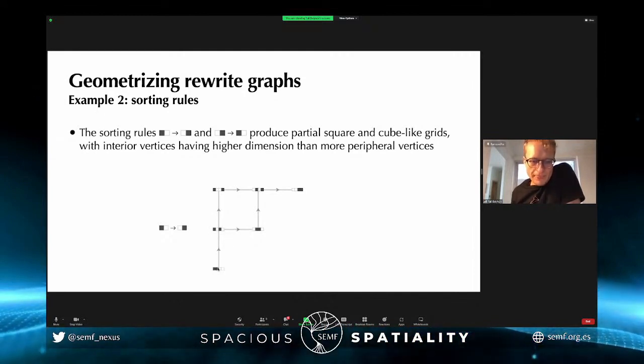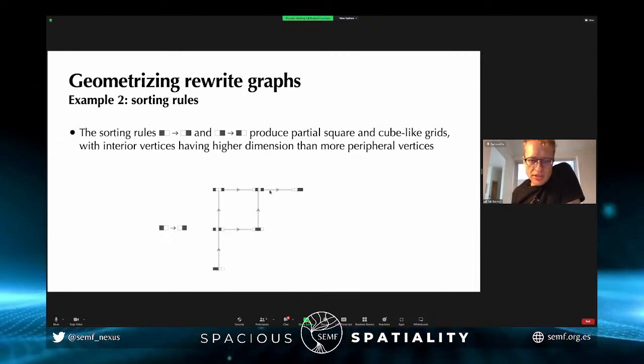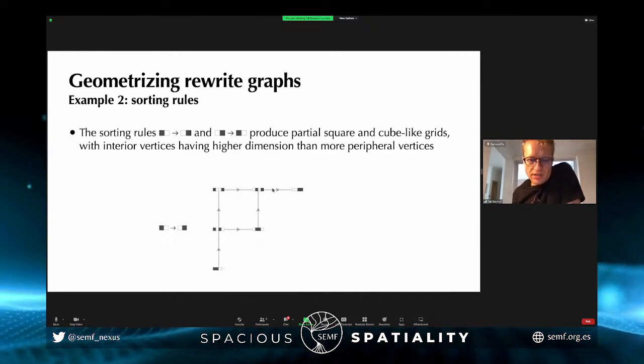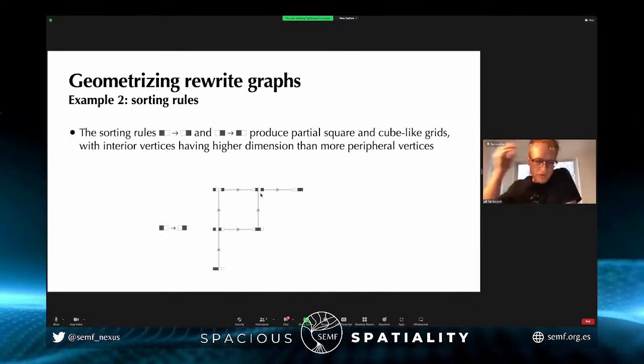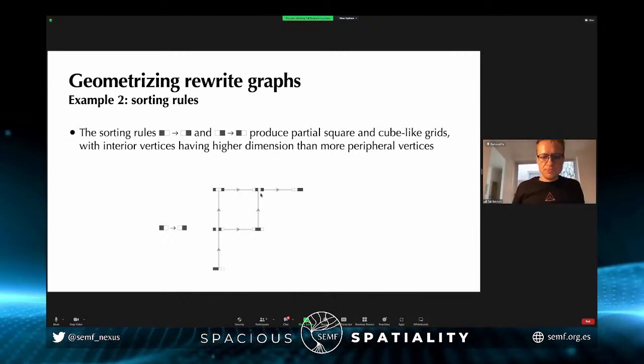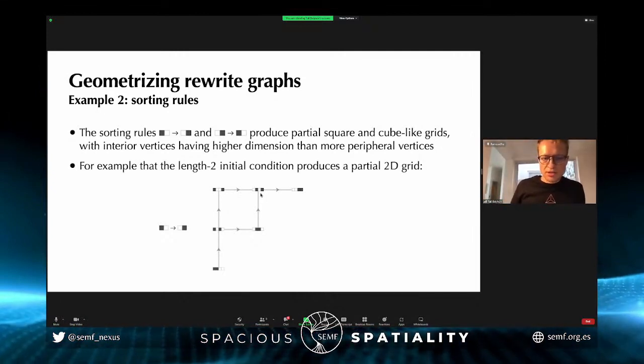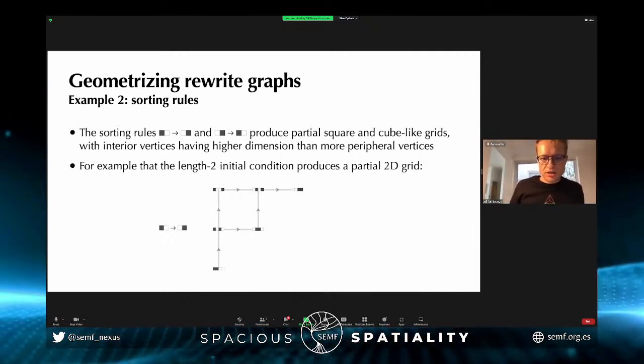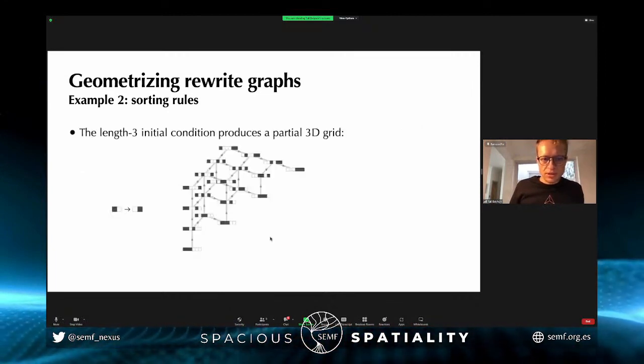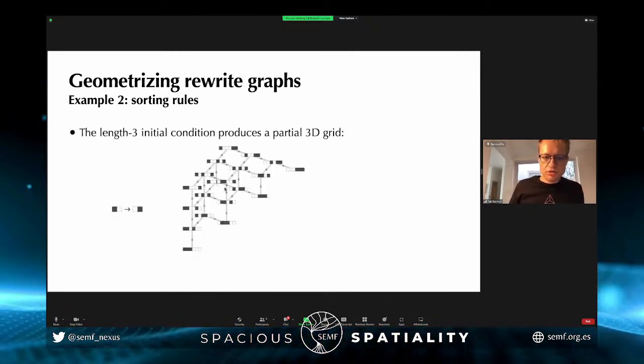But at some point, they start to affect each other and they start to kind of block each other. And at that point, you truncate off a dimension. It's just not available for you to take. For longer strings, this situation generalizes to higher dimensions. So for example, we have a partial three-dimensional grid here.